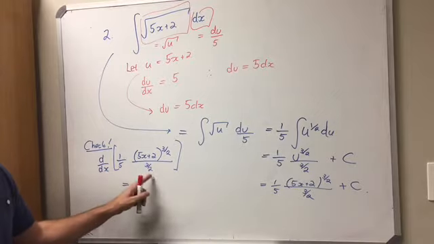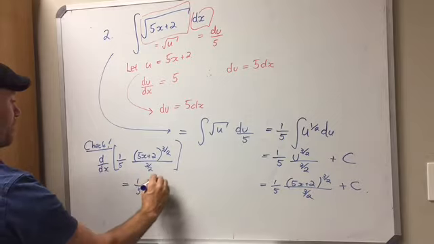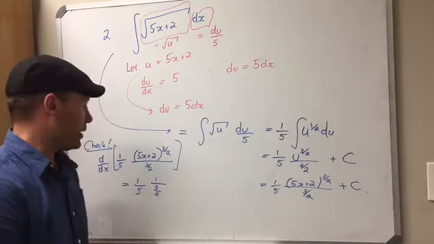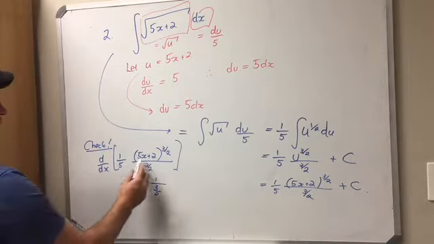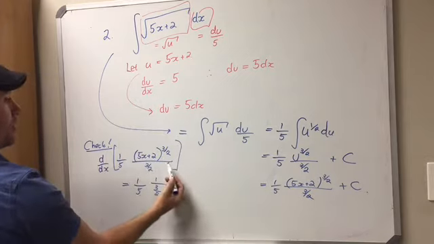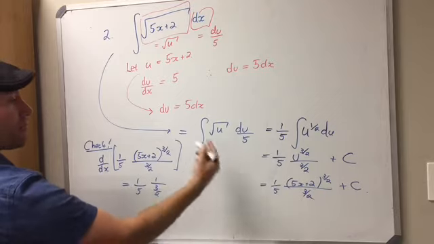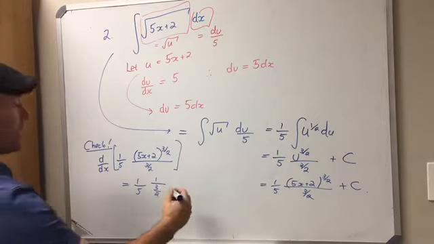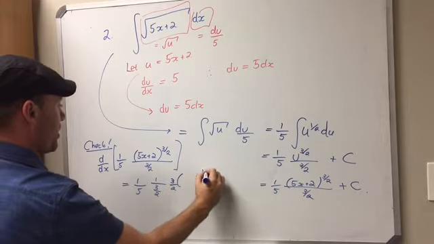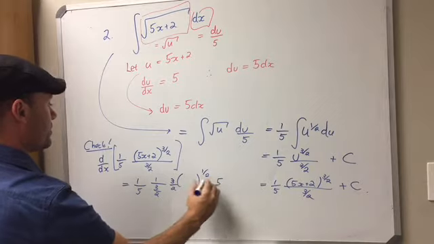What do I get? Well, these are just constants, so they can come out in front. And I'm not going to simplify them. I'm going to leave them as separate factors because they each have their own individual role to play. Now I've got to differentiate 5x plus 2 to the power of 3 over 2. The derivative of something to the power n is n times that something to the power of n minus 1 times the derivative of the inside. So I get 3 over 2 times this thing to the power of a half times the derivative of the inside, which is 5.